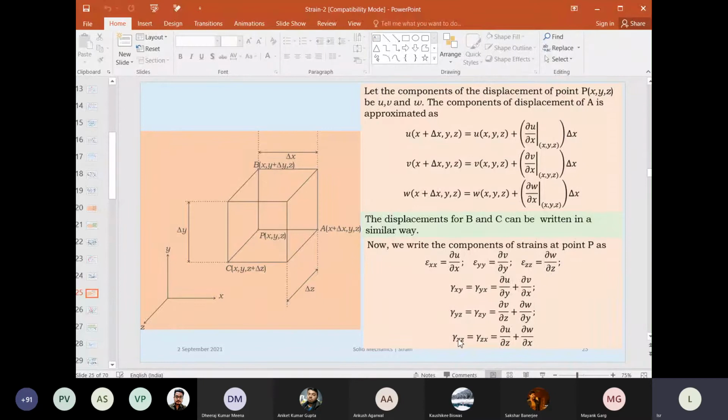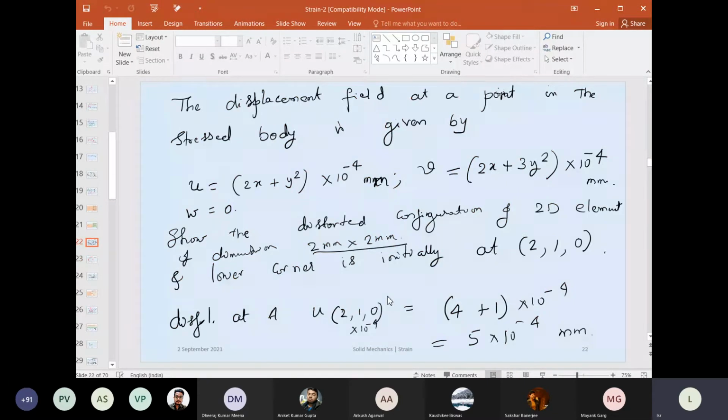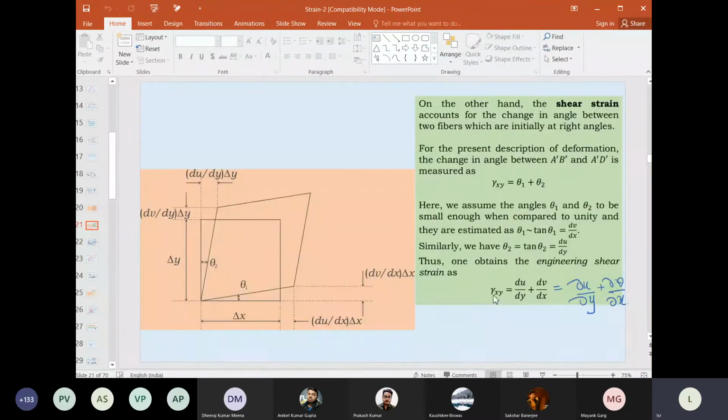Now you can also have strain in 3 dimensions, strain at P. That means, remember, what we have denoted here is strain at A actually.